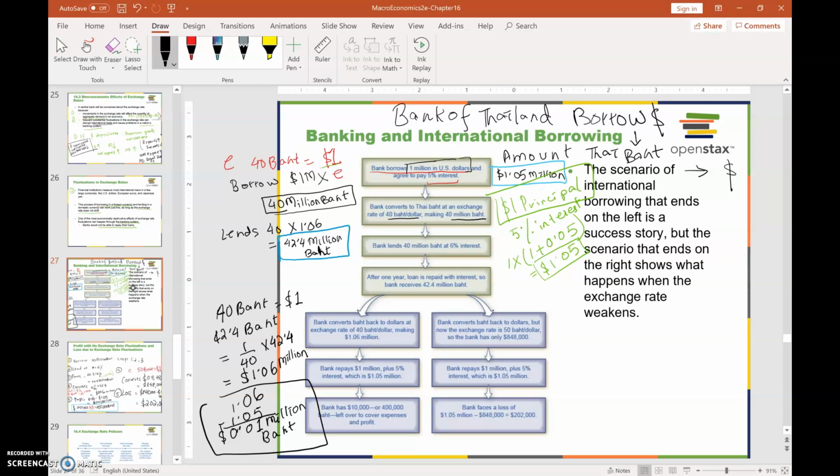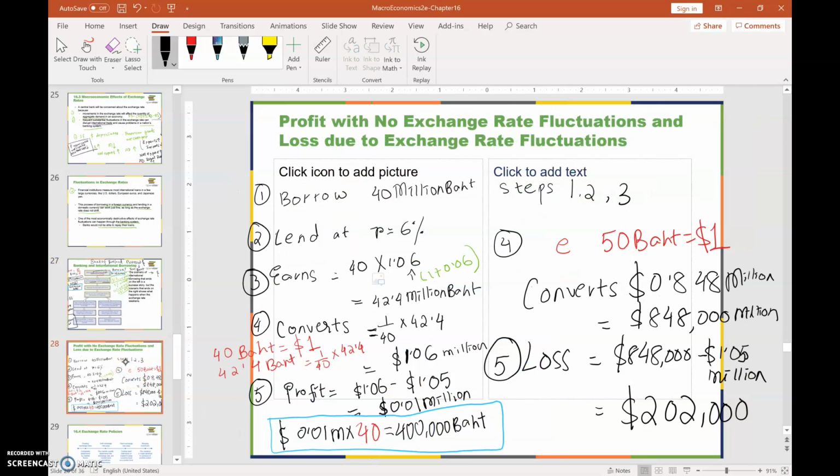So they are not going to keep quiet with 40 million baht. They are not going to keep it in their accounts. Rather, they are going to lend at an interest rate of 6%. So I just wrote down everything here. The Bank of Thailand is borrowing 40 million baht. They are lending at an interest rate of 6%. So I have 40 times 1.06 and 42.4 million baht is the earning of the Bank of Thailand.